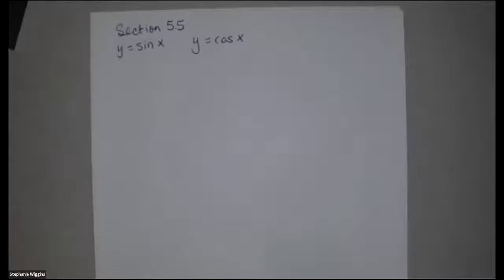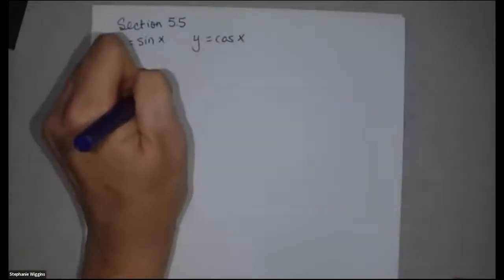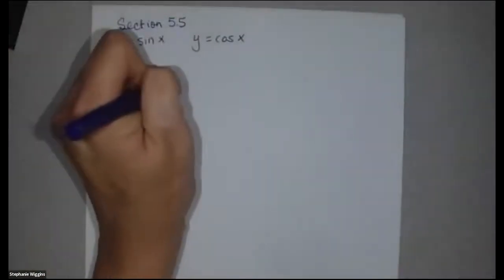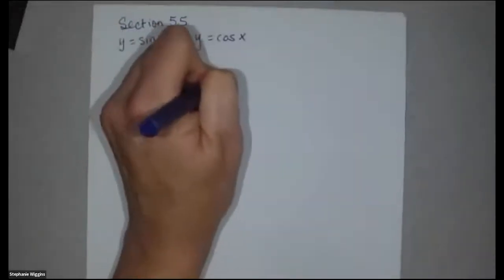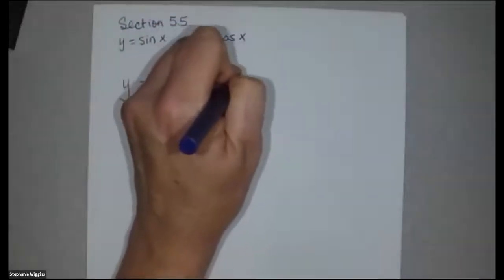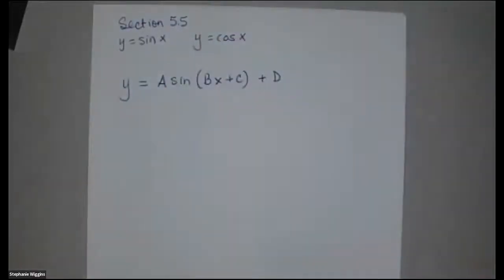And let's talk about this. All right? So the pattern that we're looking at is y equals A sine(Bx + C) + D. A, B, C, and D are constants, and they all have meaning, okay?